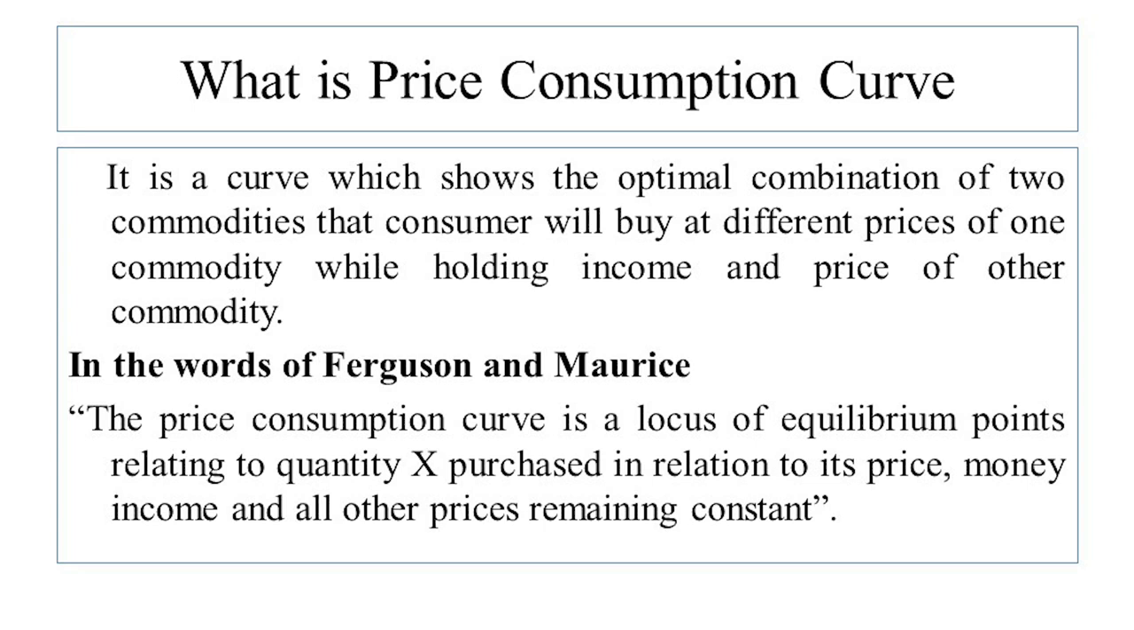It is a curve which shows the optimal combination of two commodities that consumer will buy at different prices of one commodity while holding income and price of other commodity constant. In the words of Ferguson and Morris, the price consumption curve is a locus of equilibrium points relating to quantity X purchased in relation to its price, money income, and all other prices remaining constant.